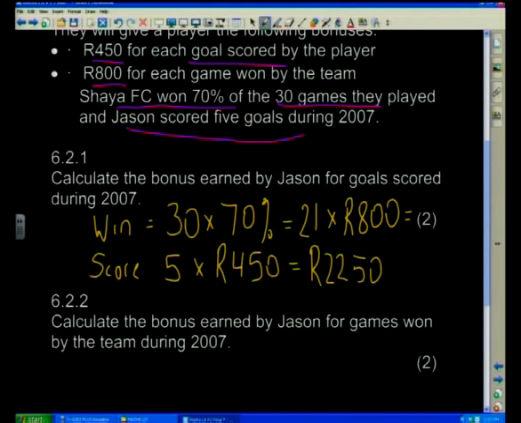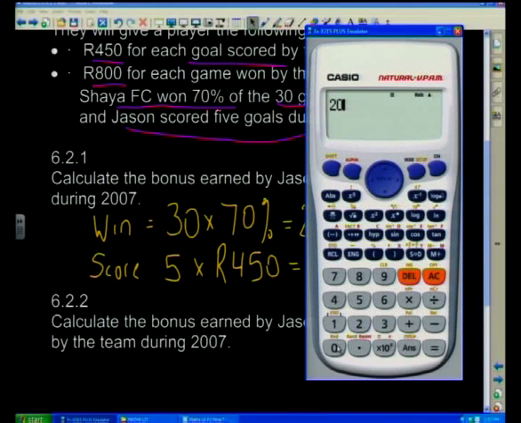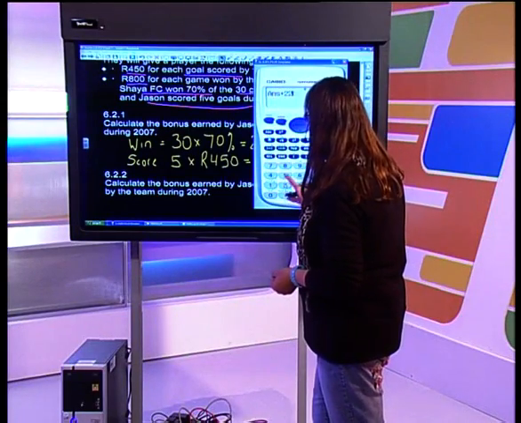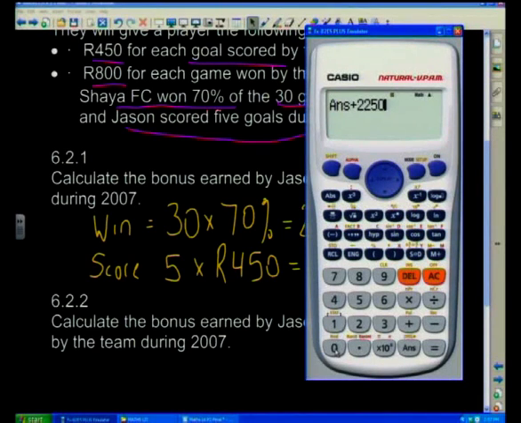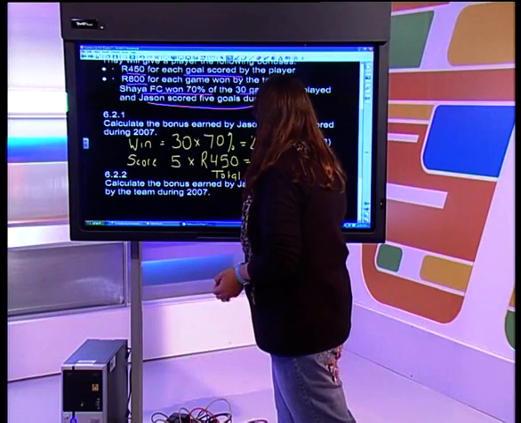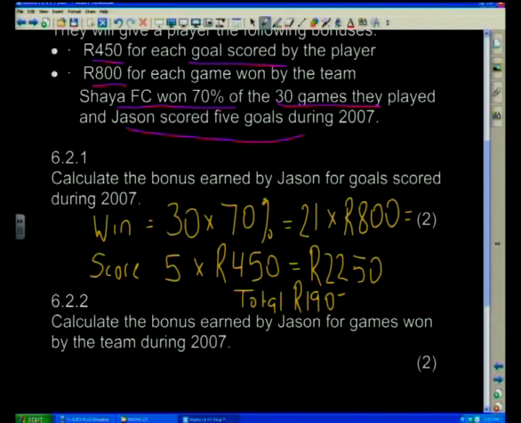21 times 800. Go back to our calculator. 21 times 800. Hayley, you've tapped 20, not 21. I keep doing that. 21 times 800, thank you, was 16,800. And now we can add what he got for scoring the goals. So he earns a total of 19,050. So total, we add them, was 19,050.